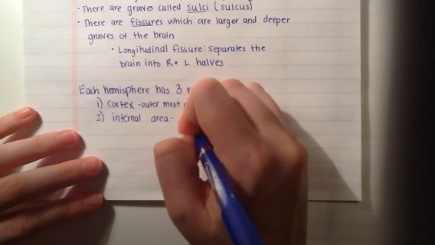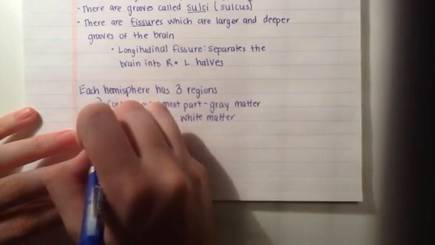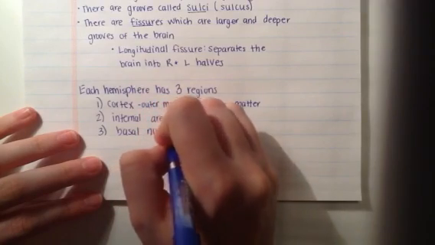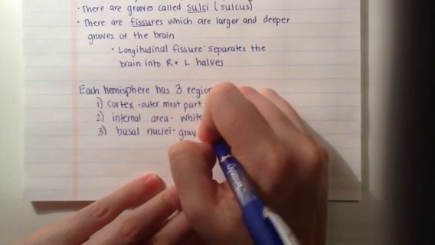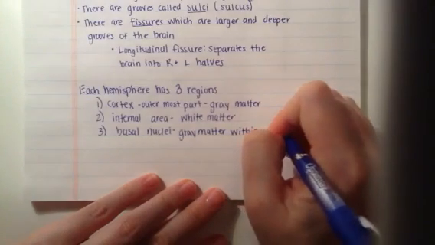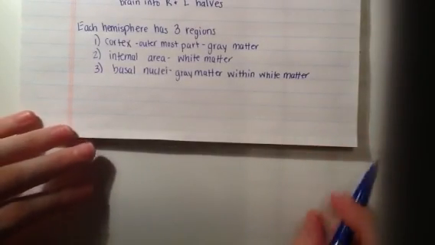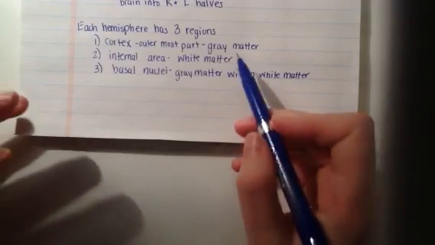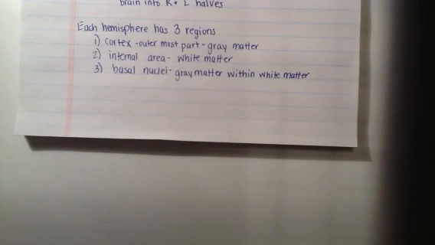Underneath the cortex, you have the internal area, and it's going to be white matter. And then you will also have something called basal nuclei, and it is gray matter within white matter. We're going to have a picture of this in a second on the next video. But the cortex will be gray, and then we will have white underneath that. And sometimes that gray matter will actually go down into the white matter, and that is called basal nuclei.